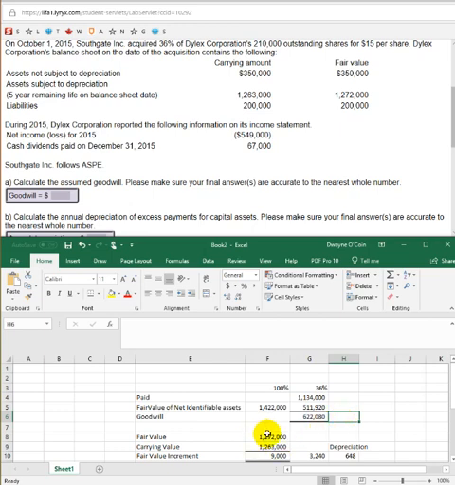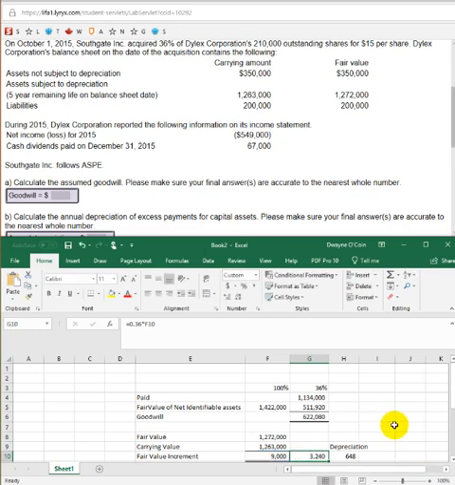These assets we paid extra for, the fair value is $1,272,000 and carrying value is $1,263,000. So we have an extra $9,000 worth of assets at the price we paid for them, as opposed to the price that Dilex paid for them back in the day. And of course we own 36% of that, so that's $3,240. So you can see 36% of that number. And then we calculate our share.